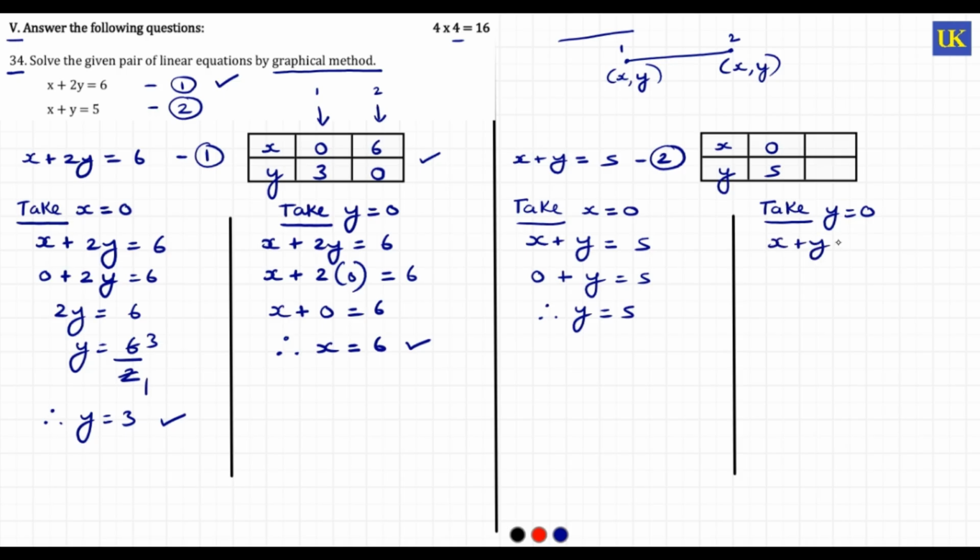X plus y is equal to 5. So x plus y is equal to 0 is equal to 5. Therefore x is equal to 5. So when we took y is equal to 0, we got x is equal to 5. Now, these are our coordinates for equation 2. Now let's plot them on the graph.